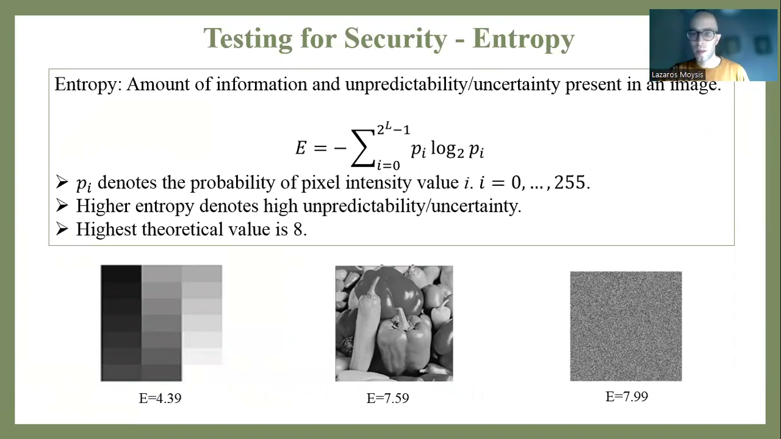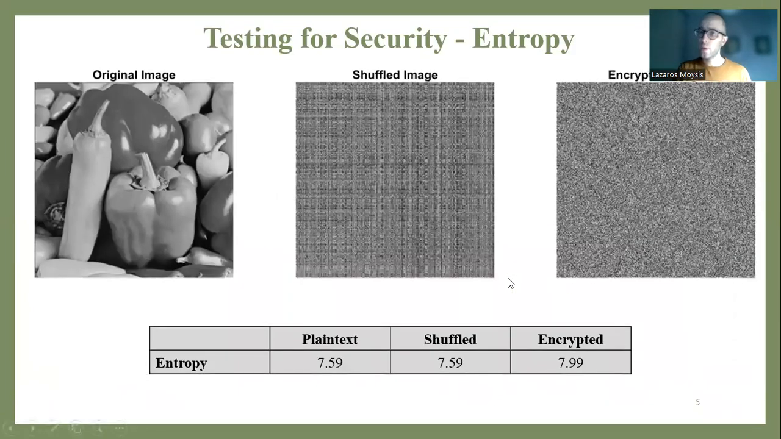Here is an example of 3 different images. The first has the lowest entropy, the middle one, the peppers, has a medium entropy, and of course the encrypted one, which looks like a completely noisy image, has the highest entropy of all. Now, as we discussed in the previous video, entropy computes the entropy of an image as a whole, as a whole time series. The problem here is that the original and shuffled images, although they look totally different to the naked eye, both have the same entropy. As you see here in the table, both of them have an entropy of 7.59.